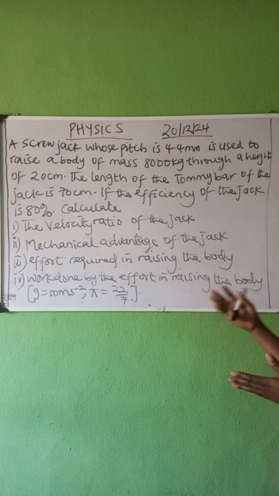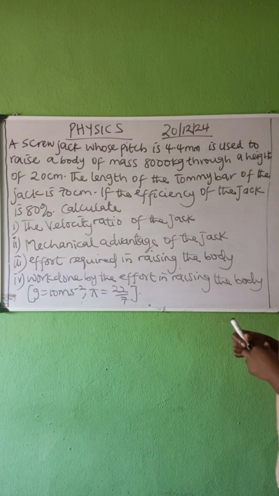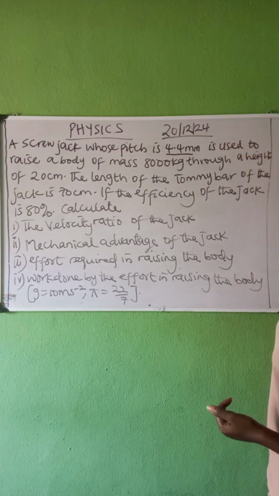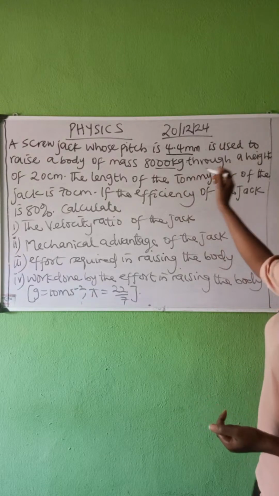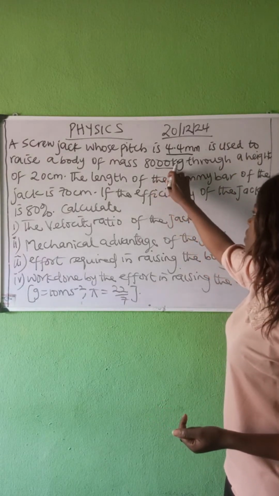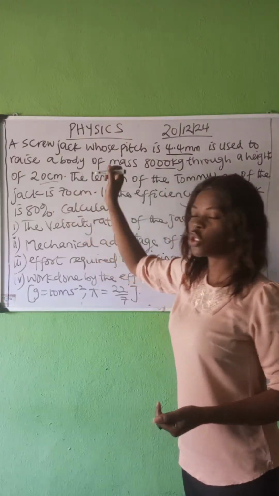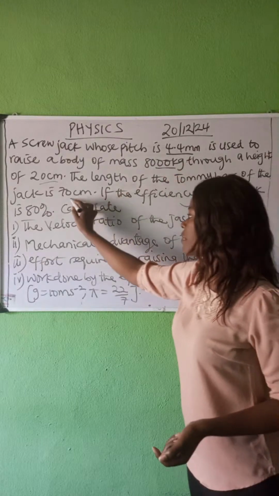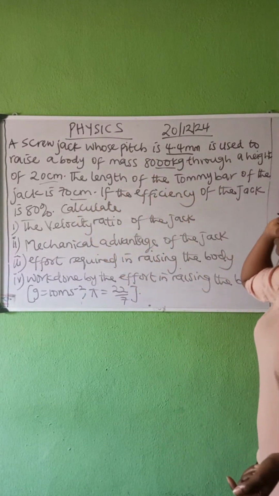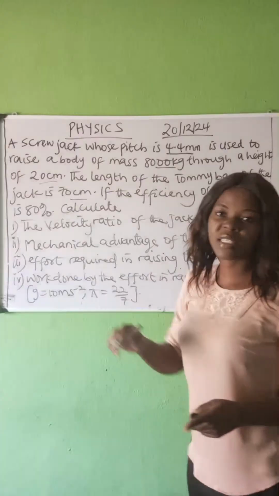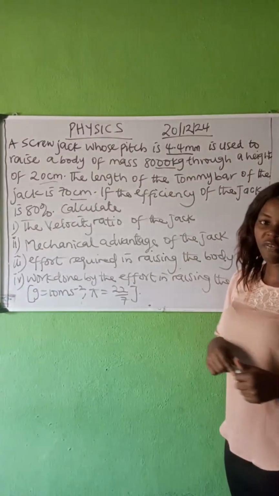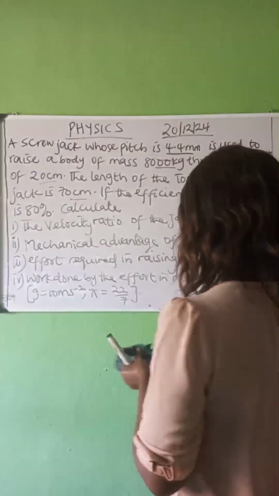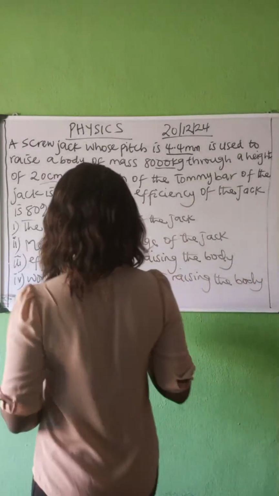Now, these are the parameters given in this question. We must note that our pitch is 4.4 millimeters. Now, this is our mass. Now, the height, that is distance moved by this object, is what? 20 centimeters, okay? The length of the tommy bar becomes our radius, that is 70 centimeters. All right, and the efficiency is what? 80%. Now we are going to clean it off as I gave you the question, so we'll start solving it one after the other. All right, so stay tuned.